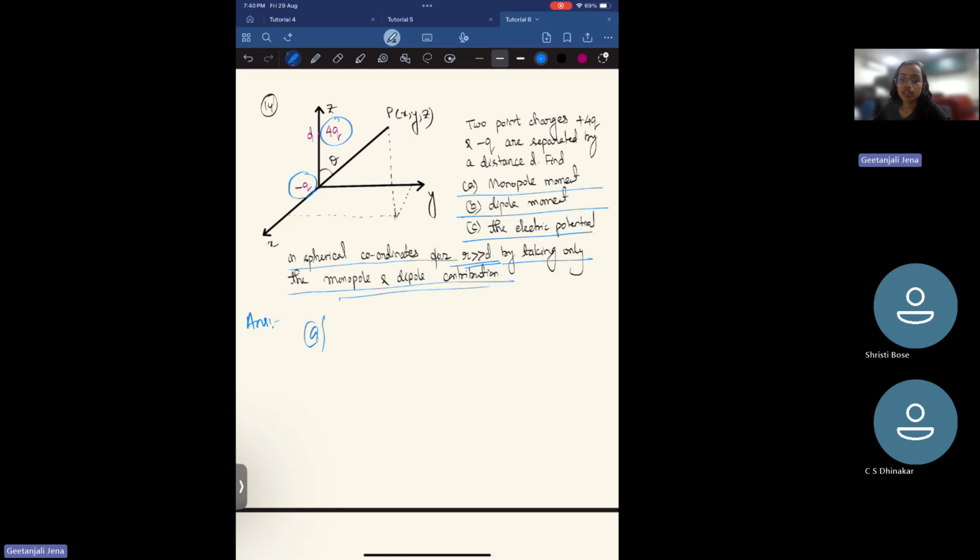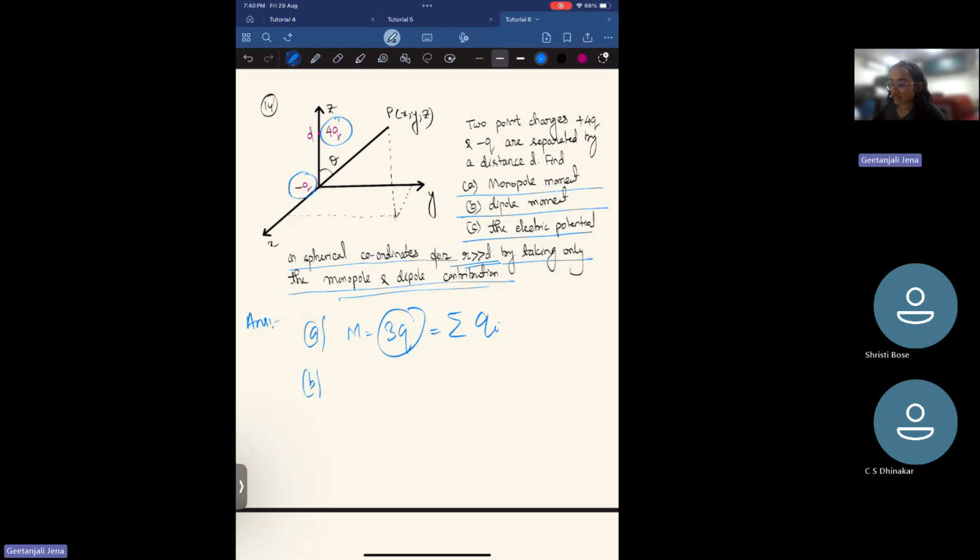Monopole moment is nothing but the summation of total charges. So the monopole moment will be PQ, right? Yes, you are correct. Whenever you have discrete charges, just take the summation to find out the monopole moment. Okay.